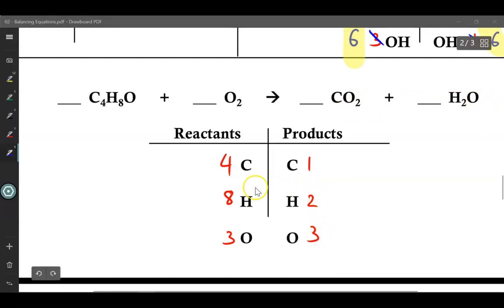Alright, now as before, we leave oxygen and hydrogen for last. Let's start balancing with the carbons. Can't play around with the subscripts, I can only play around with the coefficients.